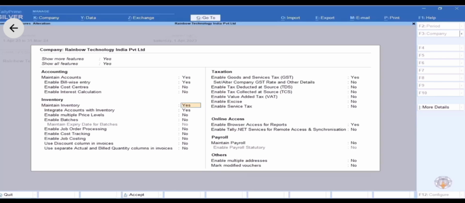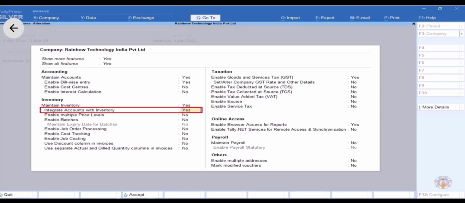Next option, integrate accounts with inventory. The integrate accounts with inventory feature is used to integrate accounting and inventory balances into business data. If this feature is deactivated, then in that case, inventory transactions can be done in Tally data, but closing balances of inventory are not included in the financial report.